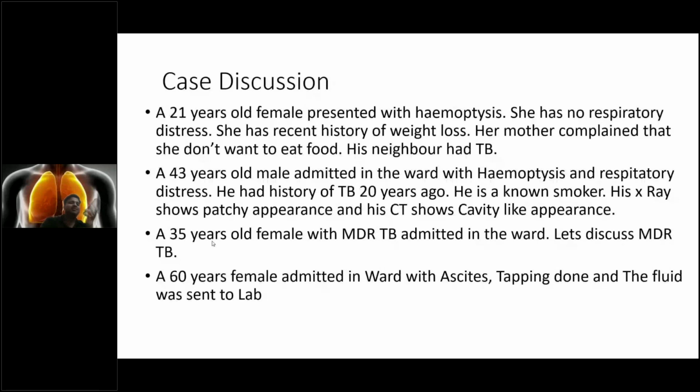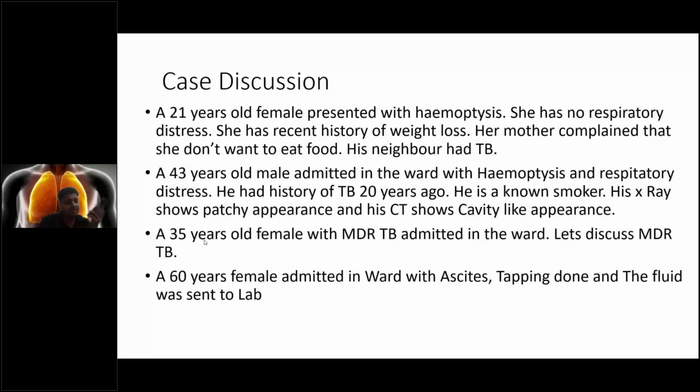And her neighbor had TB. This is a very important point when we are taking the history: hemoptysis, weight loss, and a neighbor who had TB. So automatically we will think there might be a chance of TB. Yes, we sent the sputum for AFB and CBNAAT, and it came as positive. The patient is getting anti-tubercular drugs, and in the follow-up, the patient is doing good.